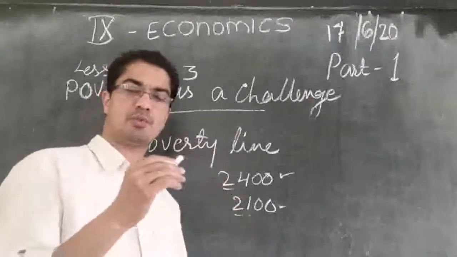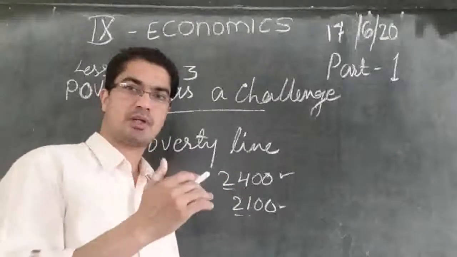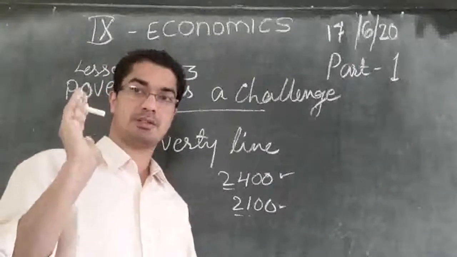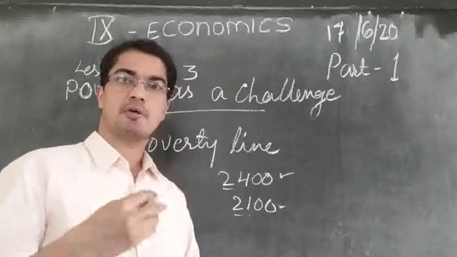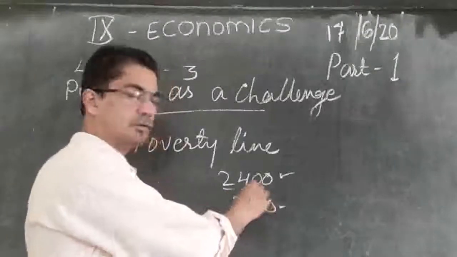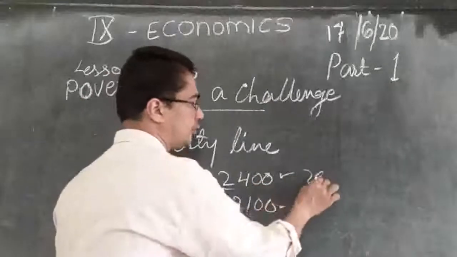And always the price is not the same. The price of the rice this year may not be the same next year. Next year the price may increase again. So accordingly the government will revise. So this year maybe to get 2400 calories we may require 200 rupees.